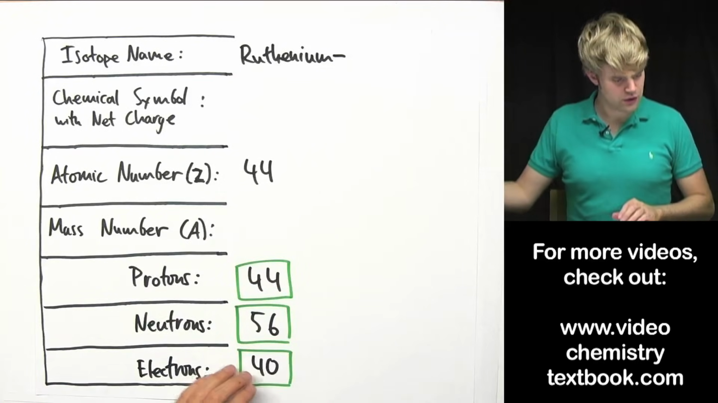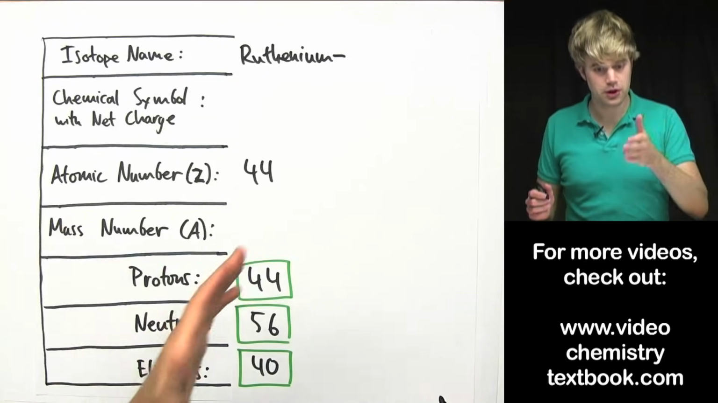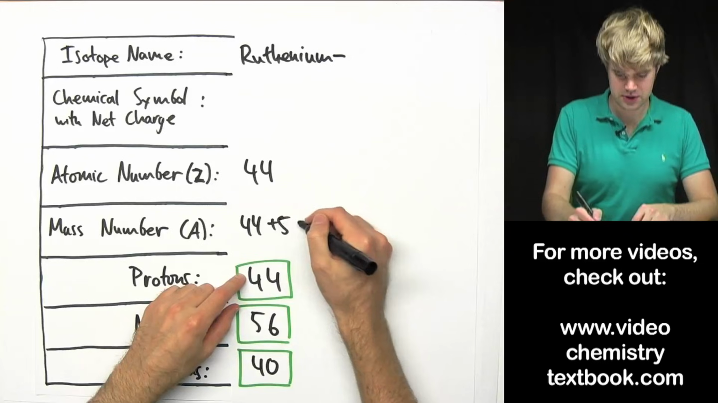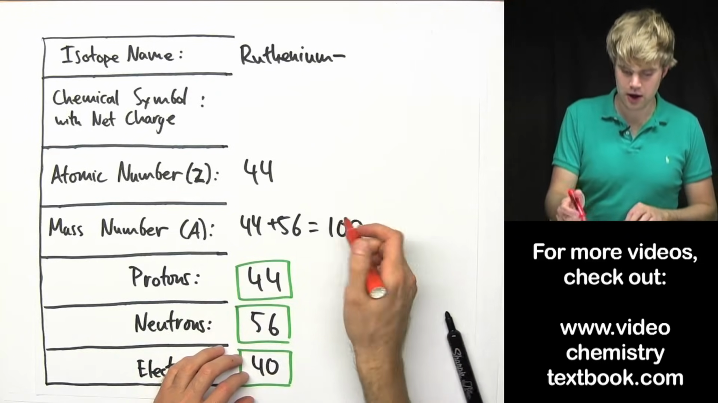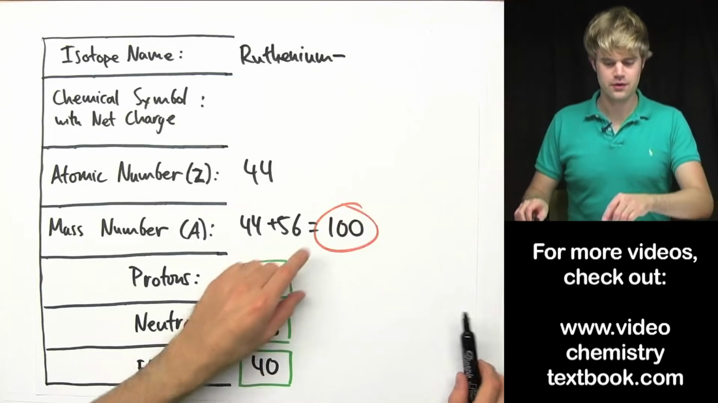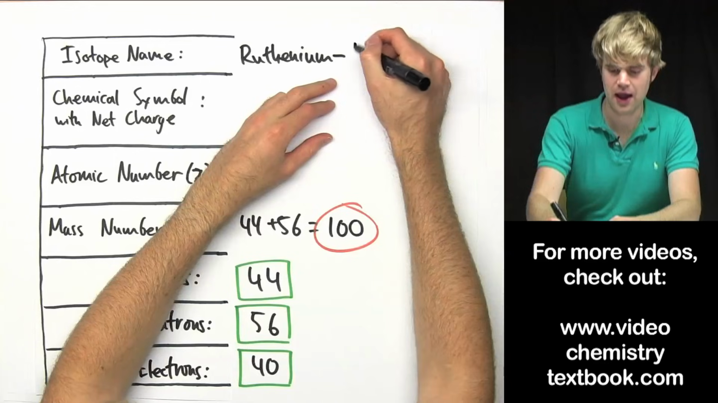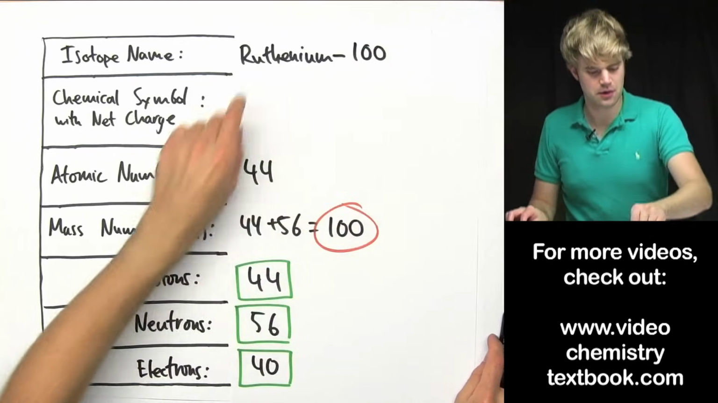Let's move ahead now to mass number. Mass number is protons plus neutrons. So I'll do 44 plus 56. And that's going to give me 100 total for the mass number. Now I know the mass number, so I can put it here at the end of the isotope name, ruthenium 100, and I'm all set with this.